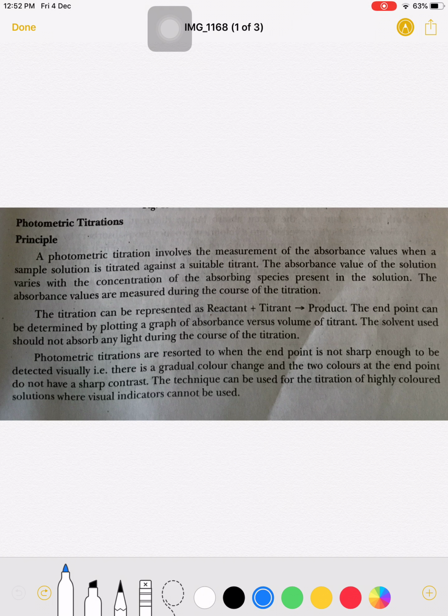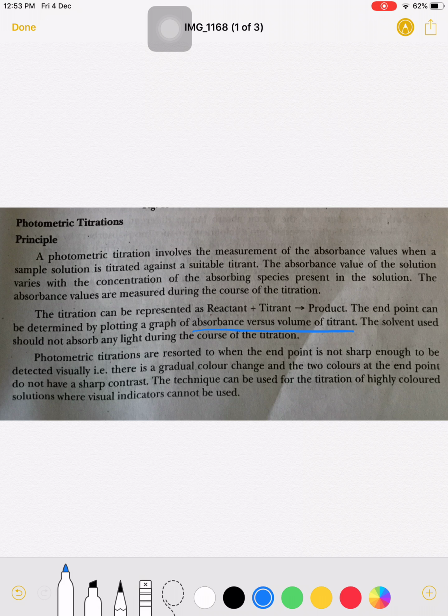Titration can be represented as, so now see here, the reactant is titrated with titrant and it gives us product. So in the conical flask, reactant is there as a sample solution, and the titrant means the solution which is taken into the burette. So both react with each other and we get a product. The end point can be determined by plotting a graph of absorbance versus volume of titrant added. So we are plotting a graph of absorbance versus a volume of titrant.